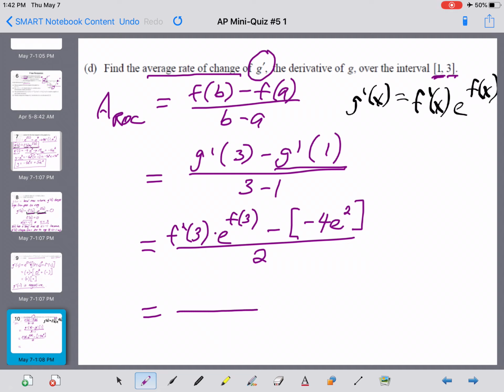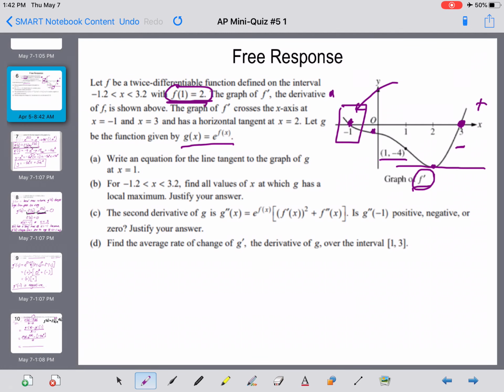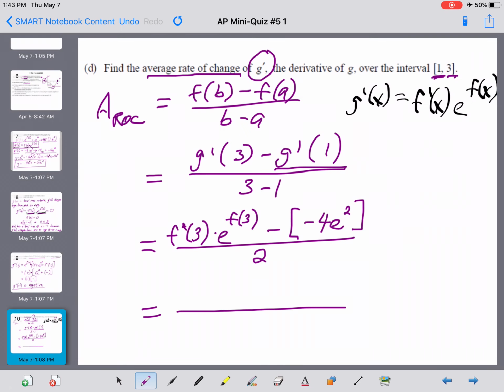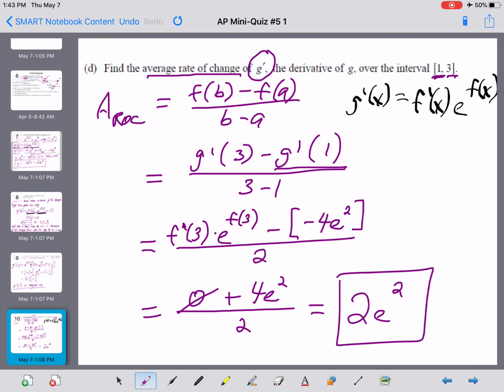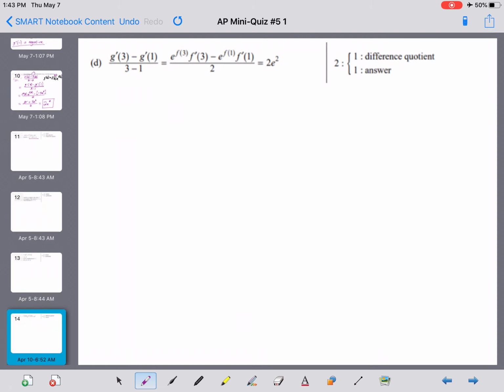Okay, let's see what's going on at the top here. F prime of 3. Okay, going back to this function right here, this is the graph of f prime, and f prime of 3 was a big fat 0. So that first term just got easier, guys. This is 0 times something, and it doesn't matter. That's just going to be 0. Plus a 4e squared all over 2. Oh, not as bad as I thought then, guys. Divide by the 2, and that should get us a 2e squared now for the average rate of change of g prime on that interval right there. So let's double check that one as well. 2e squared, that's what we were looking for.